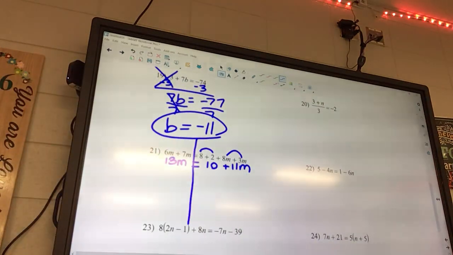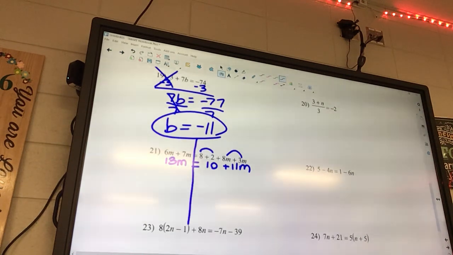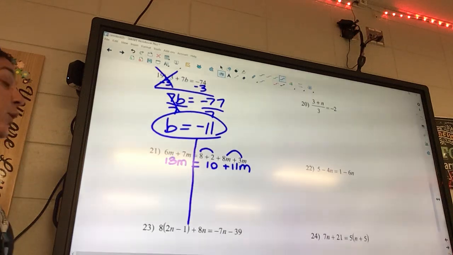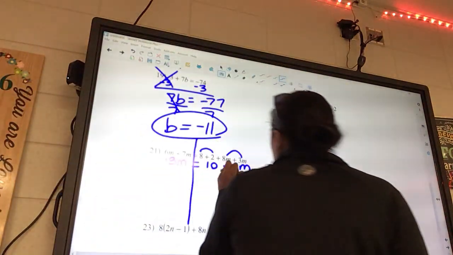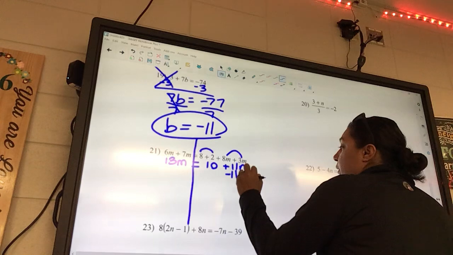Okay, and now we're ready to move. Letters go to the left and numbers go to the right. So who's getting moved? The 11's getting moved and not the 10. Why the 11? It has an M. So where do letters go? To the left side, numbers go to the right. So the 11 is the one that's got to get moved.